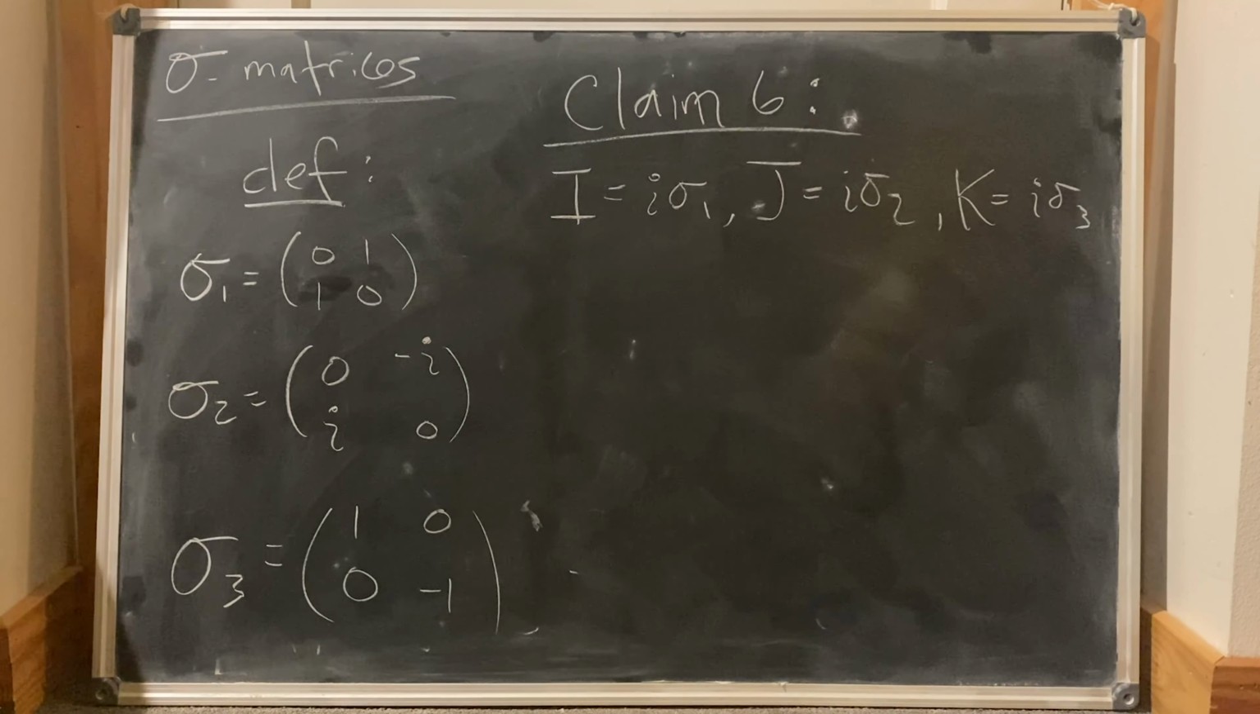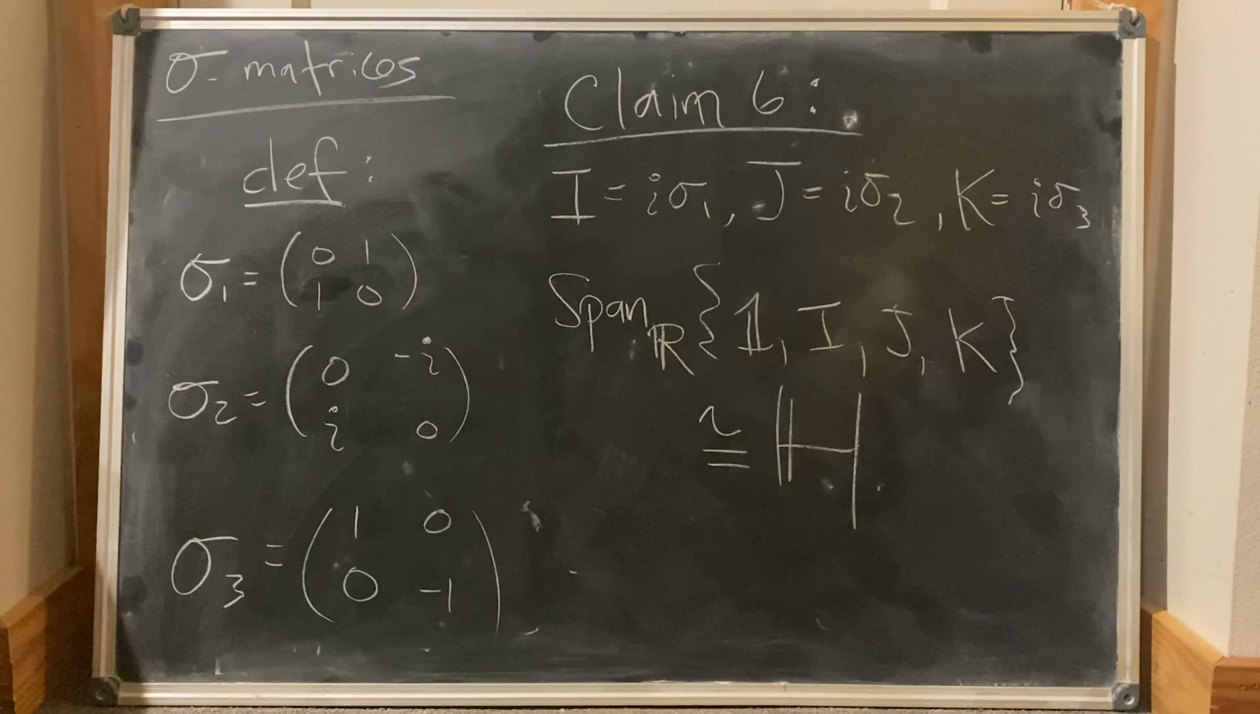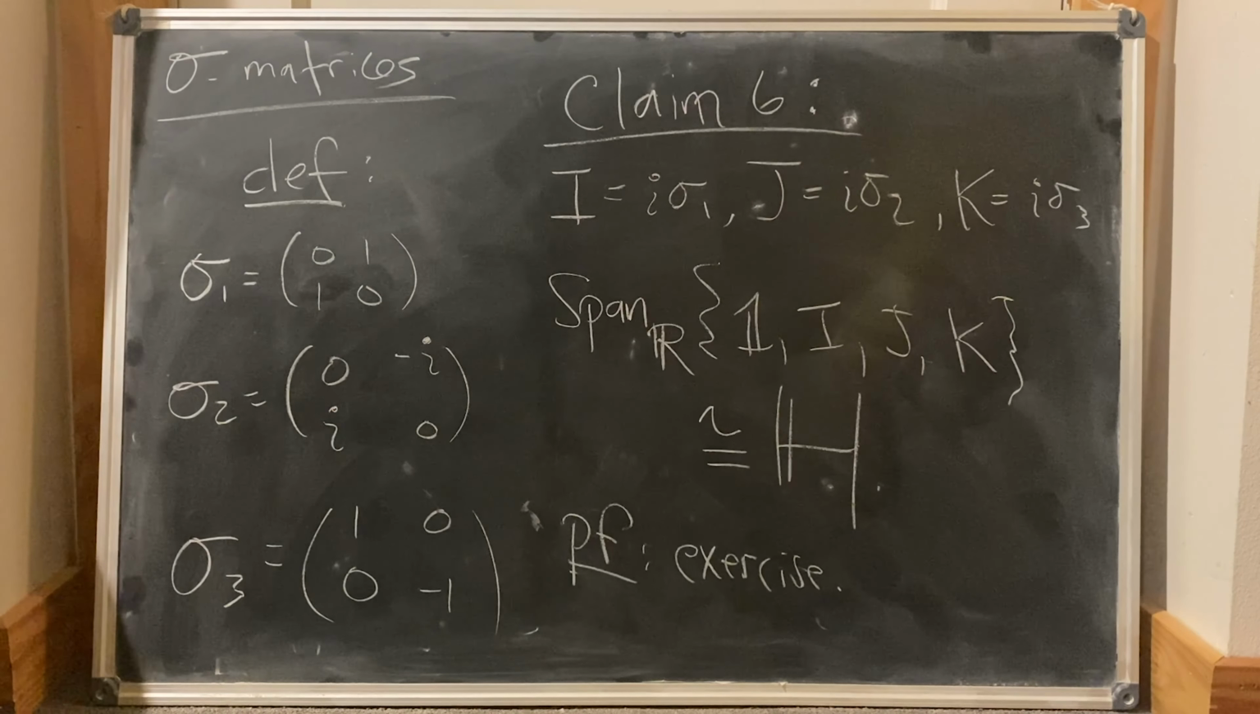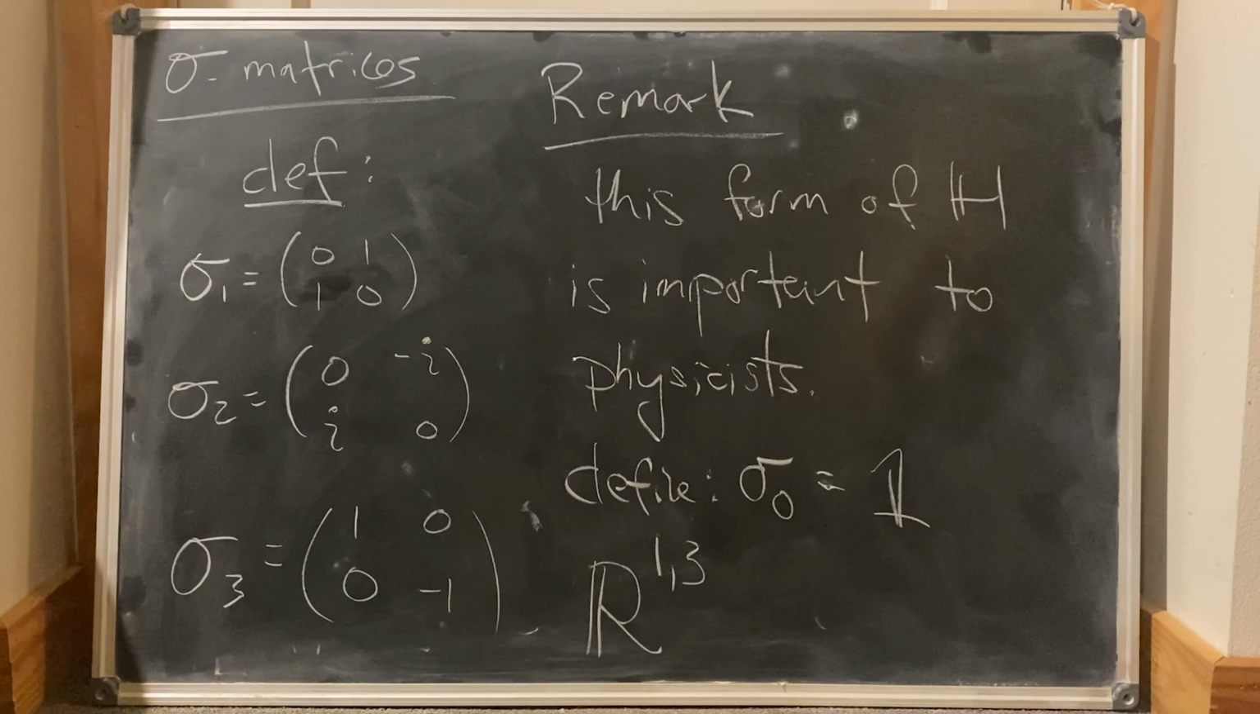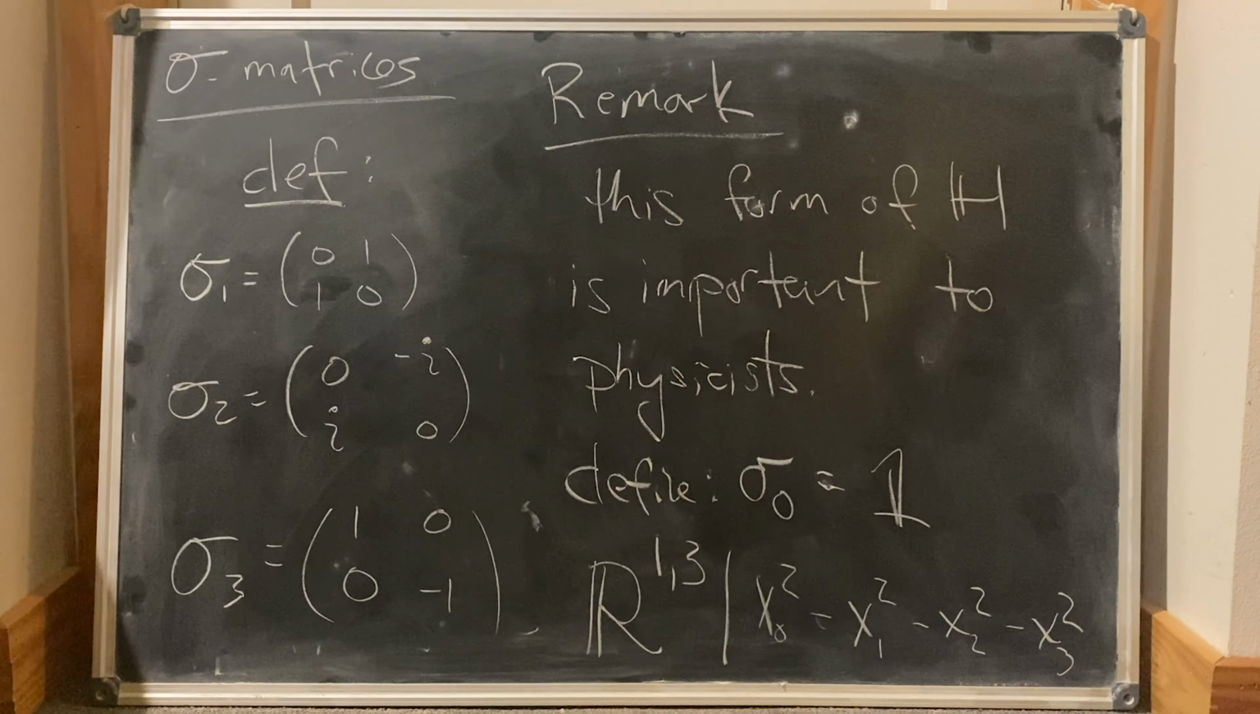Define the matrices I and K in analogy with J. We now claim that the real span of the identity with I, J, and K is isomorphic as an algebra to the quaternions, which again you might verify as an exercise. This form of the quaternions is particularly important to physicists as their imaginary parts form a nice representation of rotations in 3-dimensional space. Stacked together with the identity matrix, they can be compiled to form representations of the 4-dimensional space R^{1,3}, which is kind of like R4 but with mixed signature for its fundamental form. In other words, spacetime.